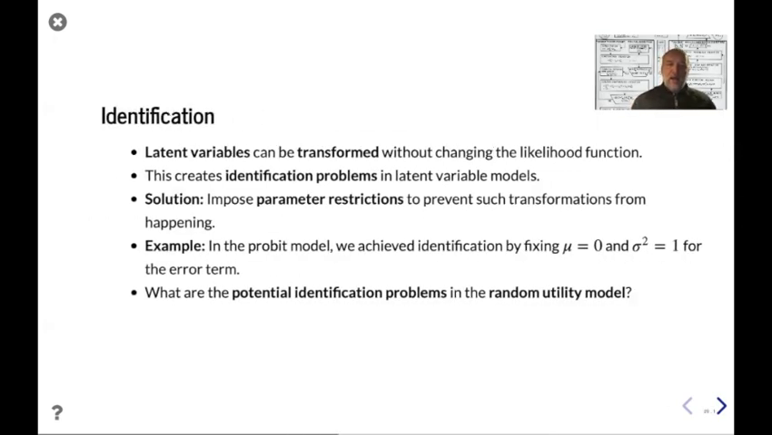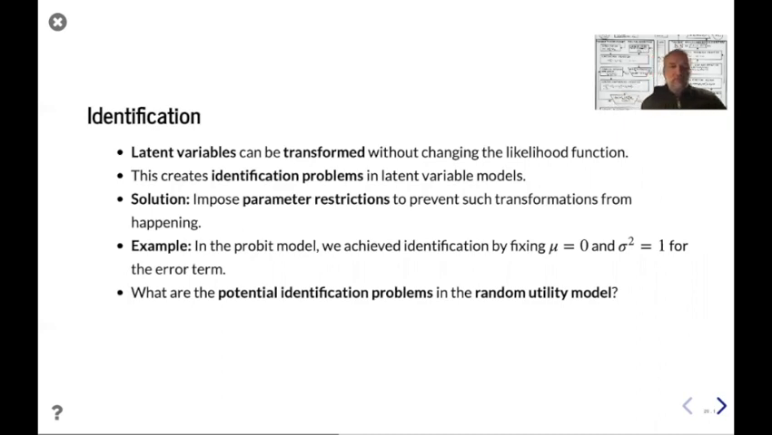I'm going to skip this slide. Why don't we just get going? I think we know we need to deal with identification problems and impose restrictions. And you remember that we were making the scale normalization in the probit model, setting the sigma equal to 1, and so on and so forth.